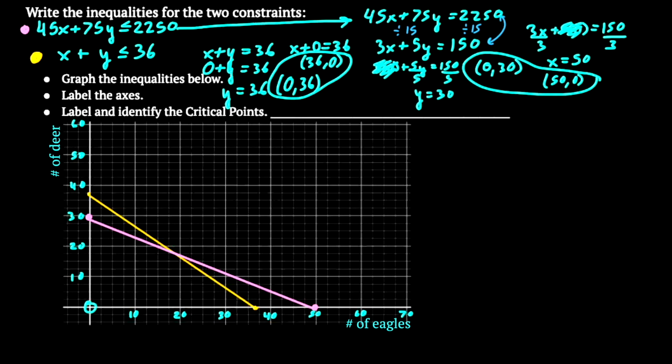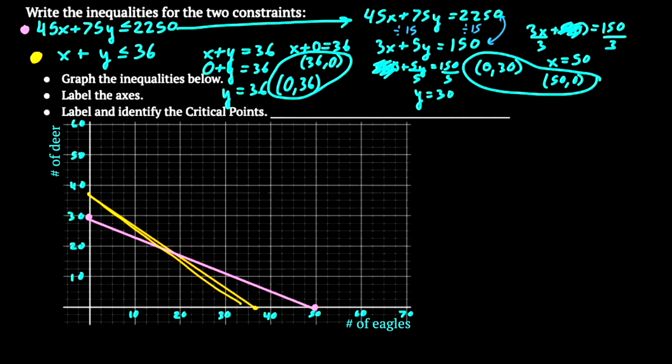Right, so for instance, I could pick 0, 0 as my test point. If I plugged 0 in for x and 0 in for y into this equation, is that less than 36? Yes, it is, right? So 0, 0 is true. That means it is a solution. Okay, so I'm going to use this color and shade underneath that line.